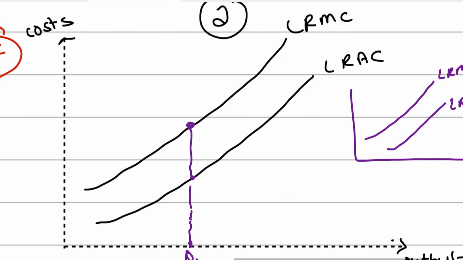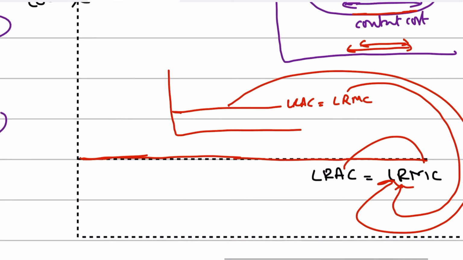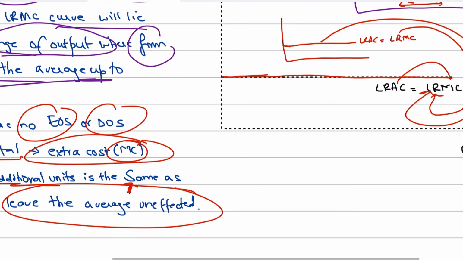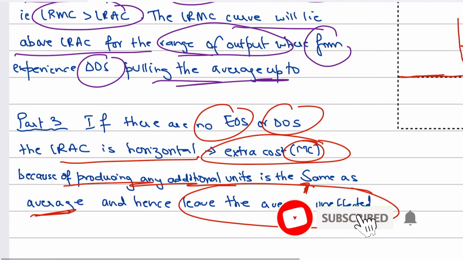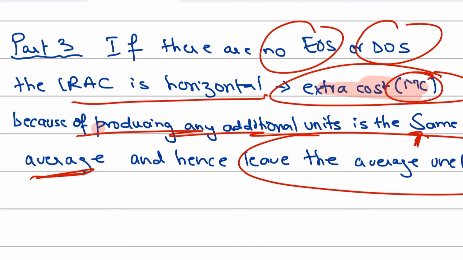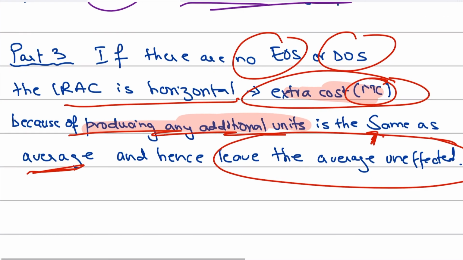In part 2, the marginal is rising, which is also causing the average to rise, since the marginal LRMC is above the LRAC, pulling the average up. But over here, we know that the average cost is constant, right? Because of constant returns to scale. And why is that? Because of constant returns to scale, the extra cost, that is the marginal cost that the business is incurring because of producing any additional units, is the same as the average. Because the marginal cost is the same as the average, it leaves the average unaffected. That's something that you need to know.